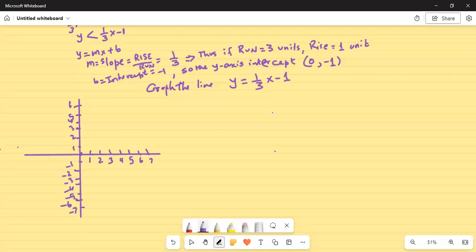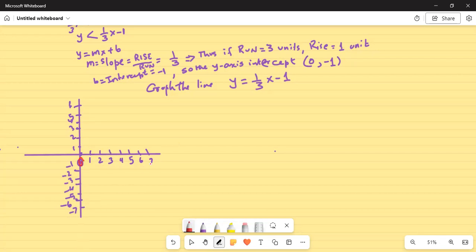So the first point we want to plot is 0, minus 1, which is the intercept. Maybe I should change the color of the pen. 0, minus 1 is this one. Okay.